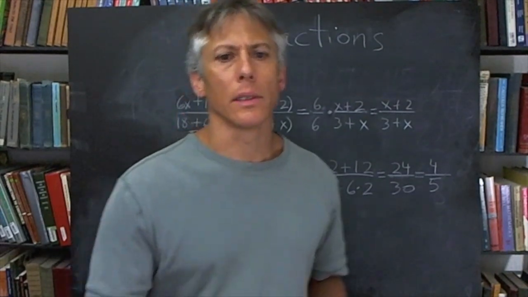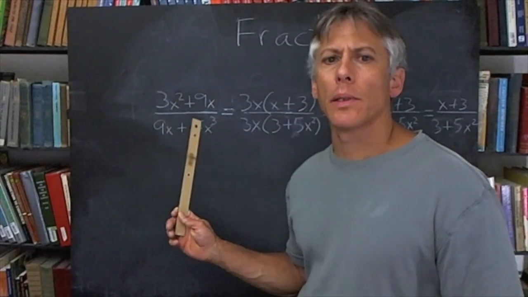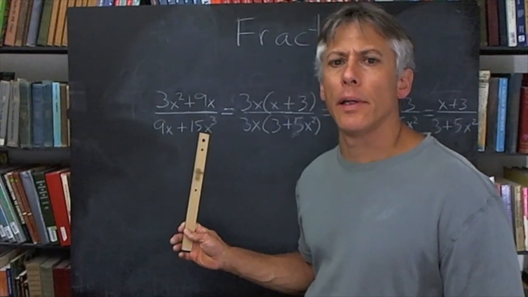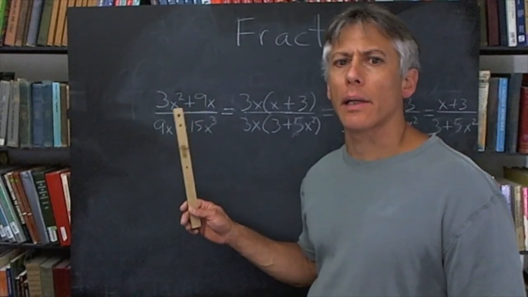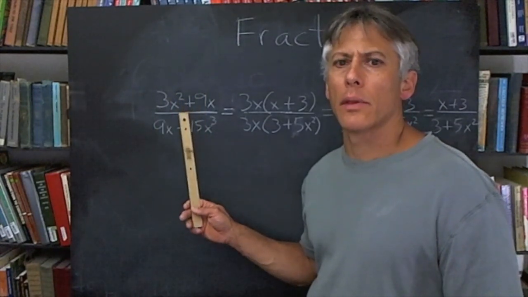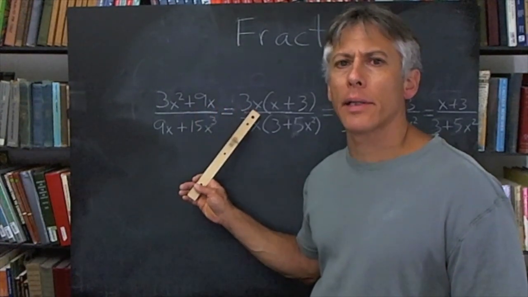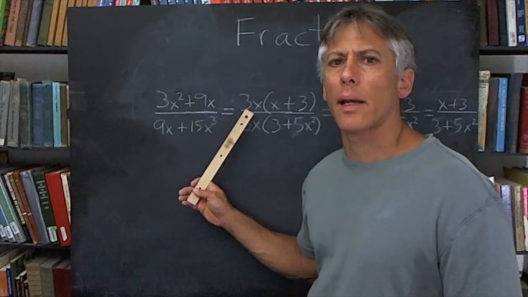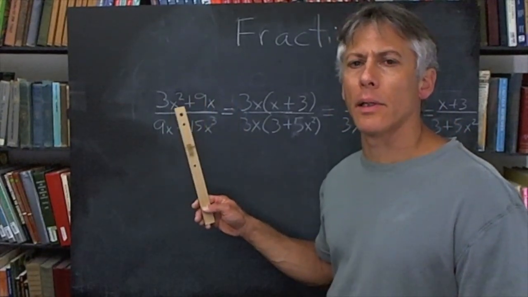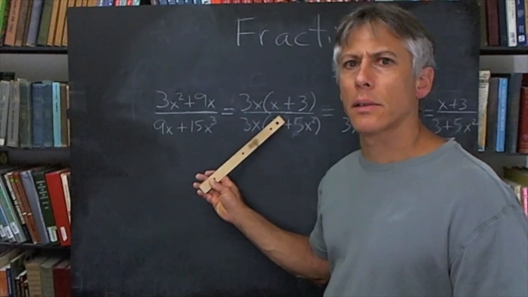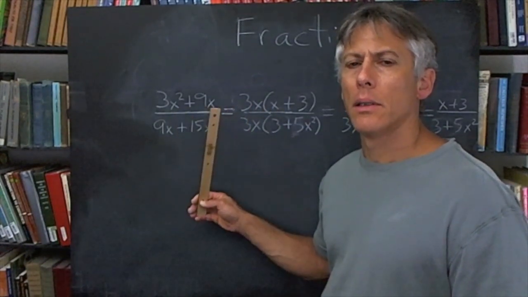Let's look at one more algebraic example. 3x squared plus 9x over 9x plus 15x to the third. Now on the top, we can factor out a 3x. Look at the 3 and the 9. They have a 3 in common, so we took that out. X squared and x, they have an x in common as a factor, so we took that out. And we can verify that we're correct by distributing and seeing if we get this. So 3x times x is 3x squared. 3x times 3 is 9x.